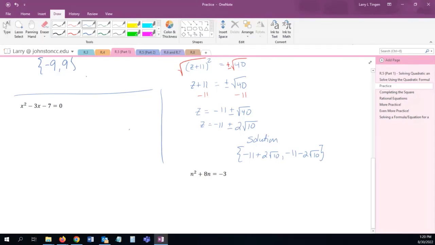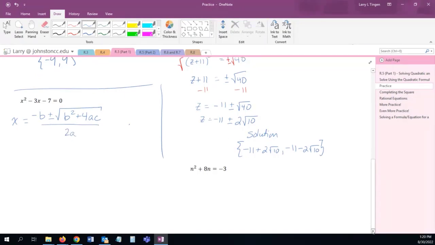So that tells me this does not factor. So if it doesn't factor, I'm going to bust out the quadratic equation. Quadratic equation says that my roots are the opposite of b, plus or minus the square root of b squared minus 4ac, all divided by 2a.